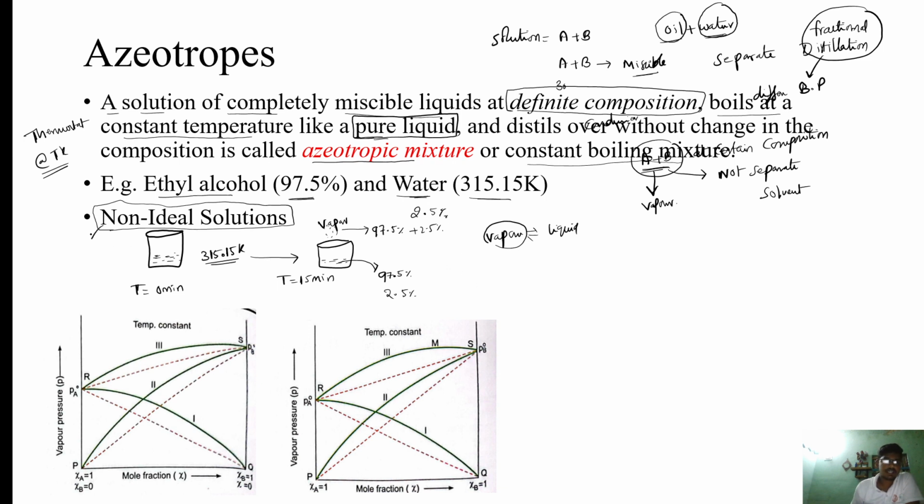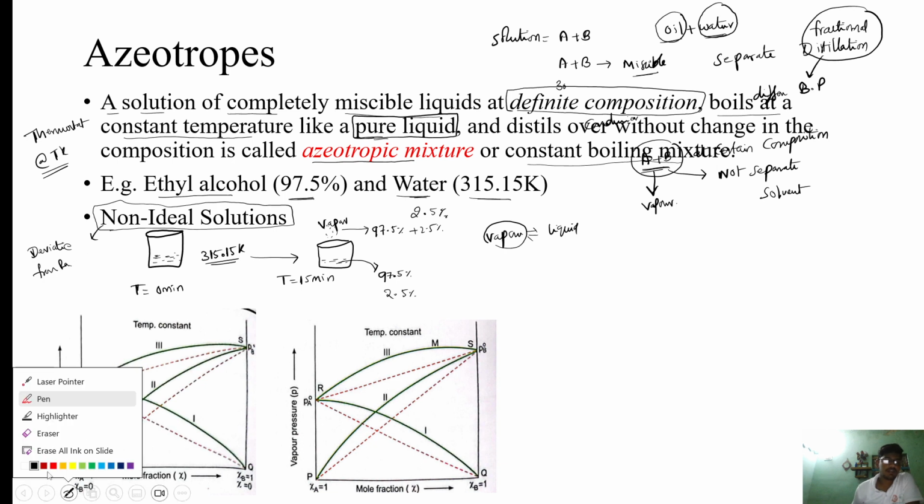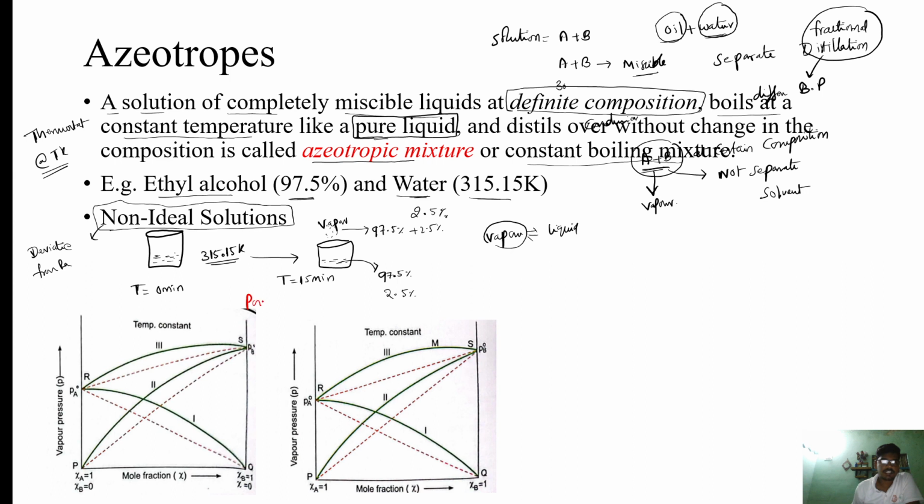We already studied that these deviate from Raoult's law, and we already know that there are two types of deviation. One is positive deviation, another one is negative deviation. Even under the positive deviation, there are two types of mixtures. This one is type 1 and another one is type 2.